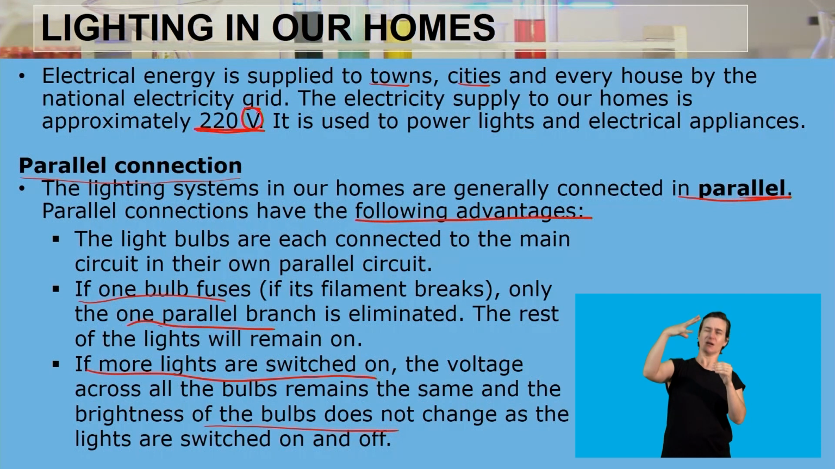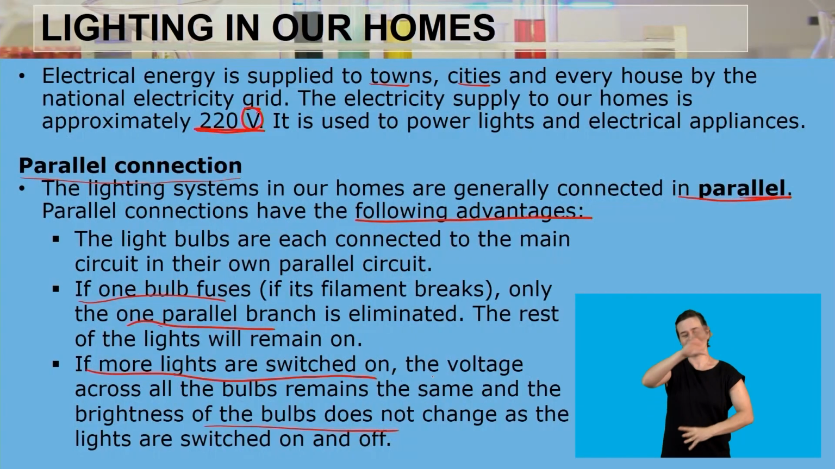Now remember, we are saying this. These light bulbs are used as resistors. Now, if we were to measure the potential difference across each resistor in parallel, it is going to remain the same. It's going to be the same as the total voltage, or the total potential difference, of the entire circuit, which then means the voltage across all the light bulbs is going to remain the same.